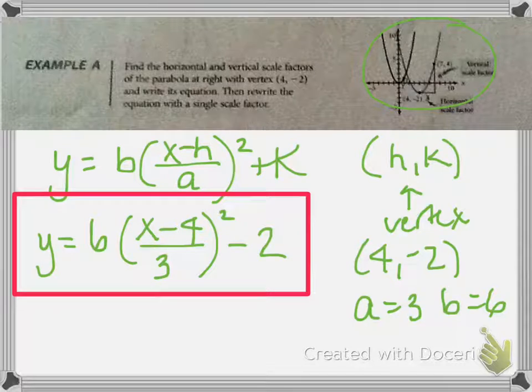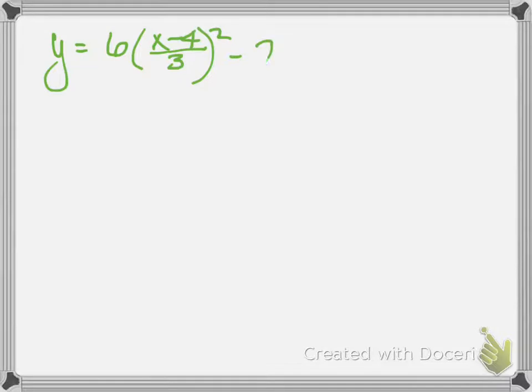But this asks us to rewrite the equation with a single scale factor, meaning they want us to combine this 6 and the 3 into a single scale factor. So we have to use some exponent properties and other properties in order to combine these together. I'm going to get to a new slide and recopy this equation to have a little bit more room. So y equals 6 times (x minus 4 over 3) squared minus 2.